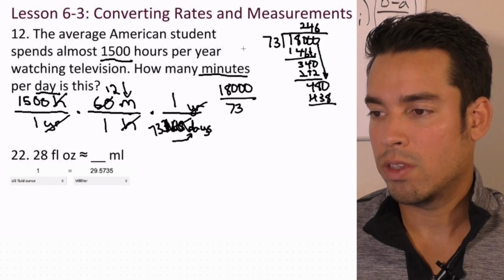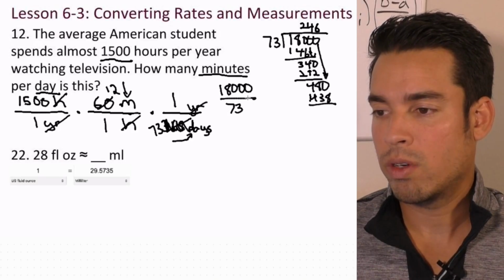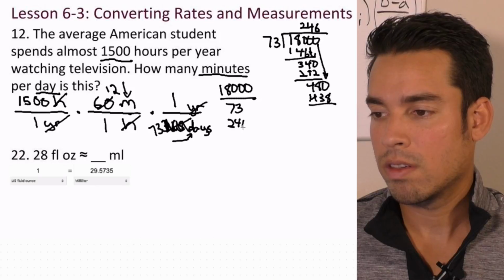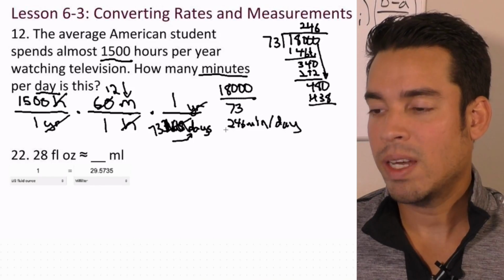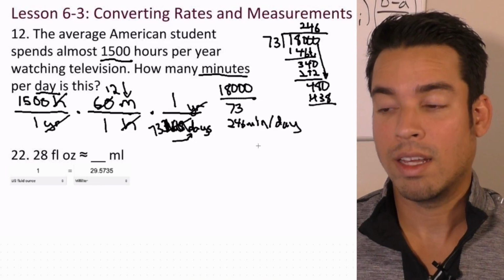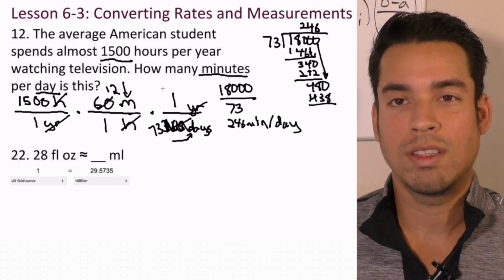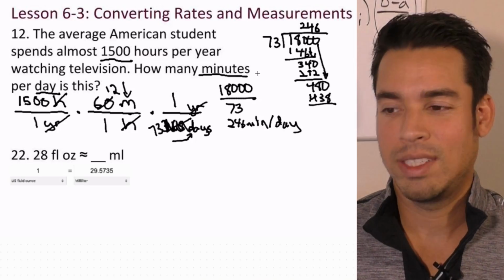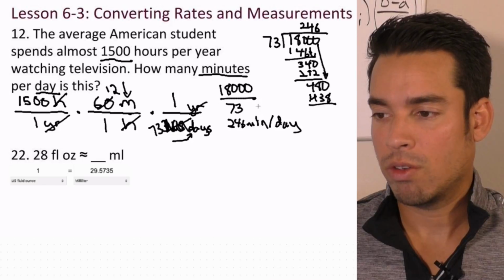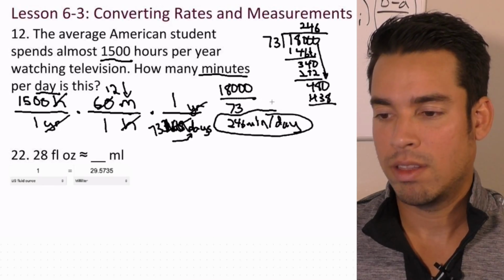Okay, we don't need to go any further. It's about 246 minutes per day. That's about 4 hours. And that's about right. If you carry this whole thing out, it looks like it's about 4 hours a day. That's a lot of TV each day. Yeah, but there you go. Here is your answer: 246 minutes per day.